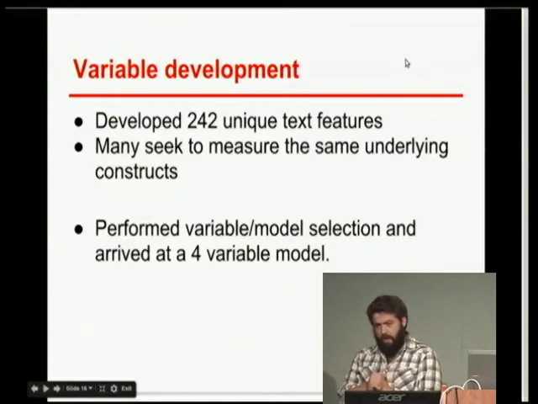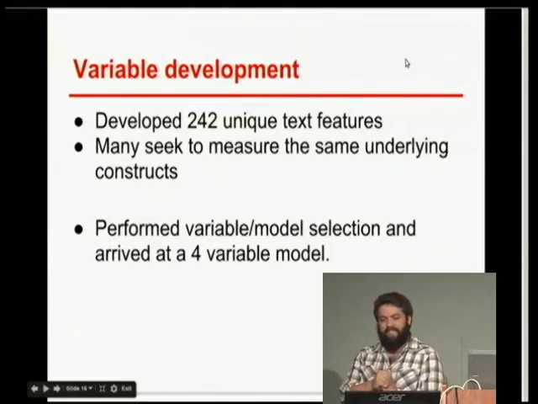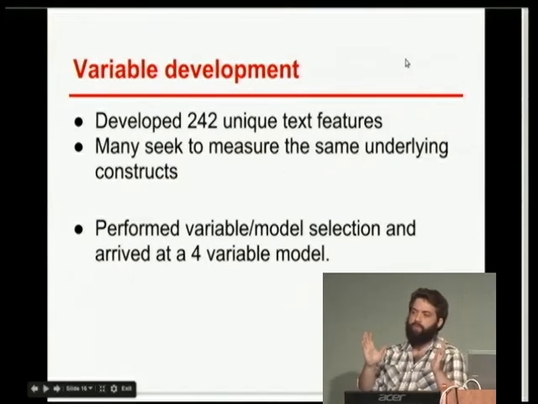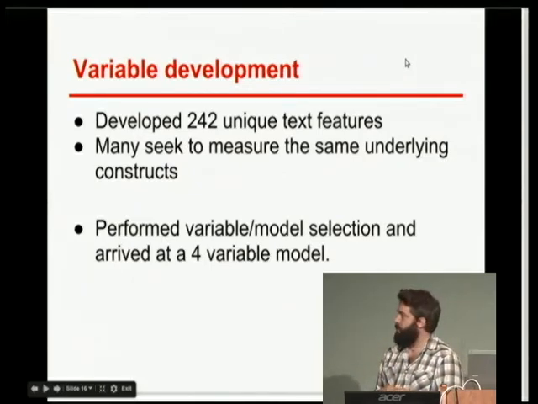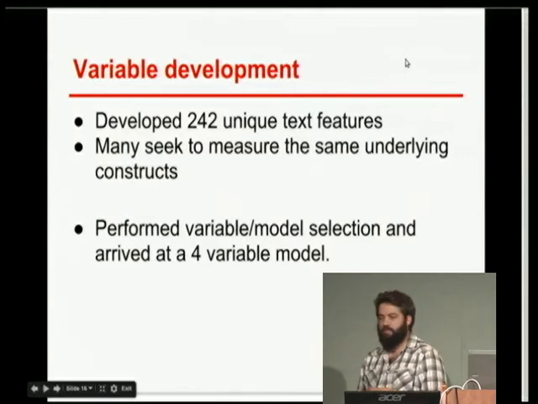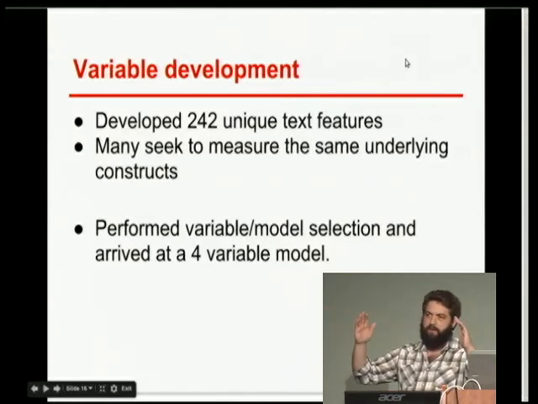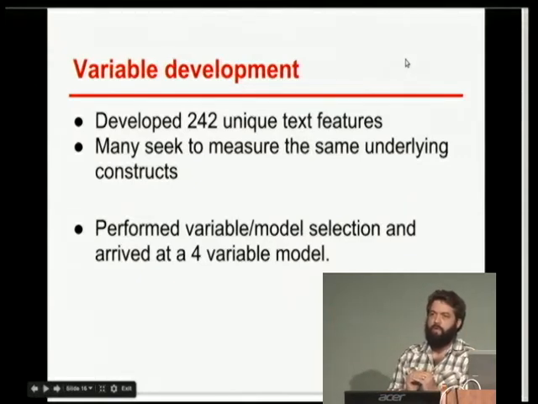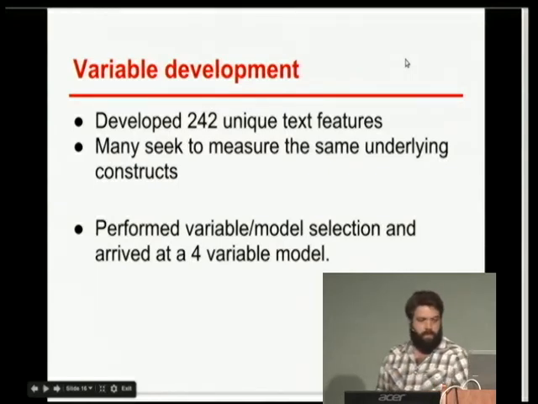We may have time at the end of the talk to look into this, maybe not though. 242 is way too many, so we wanted to reduce that down to a much more manageable amount. We used a random forest regression model for variable selection, and we reduced this down from 242 to a 4-variable model that actually explained the most variance in our data set.